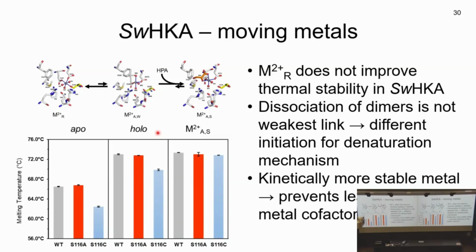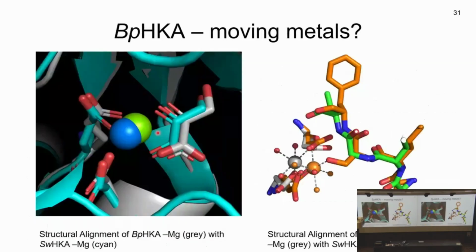So what we propose, but that has to be shown, is that this is actually a mechanism that ensures that the metal doesn't leach out of the enzyme when the enzyme is not catalytically active. Good, so what about the other enzyme? Is this the same, or is here again something different?